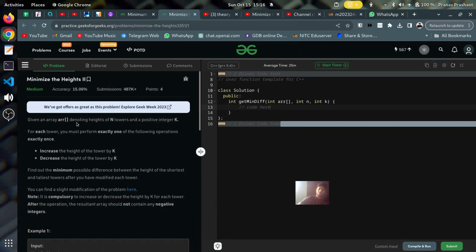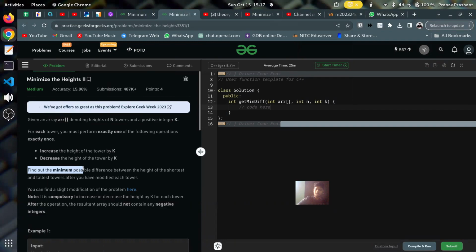Given an array ARR denoting heights of n towers and a positive integer k, for each tower you must perform exactly one of the following operations. We can either increase the height of the tower by k, or we can decrease the height of the tower by k. Okay, so at the end, after doing all such things, there are no other rules as such. So we can also increase the height of all the towers by k if that brings us to the best answer, like the minimum possible difference. And we can either decrease them or do it in any order.